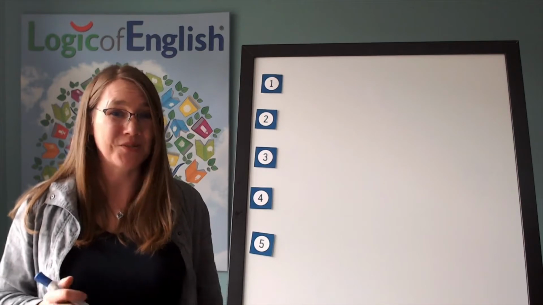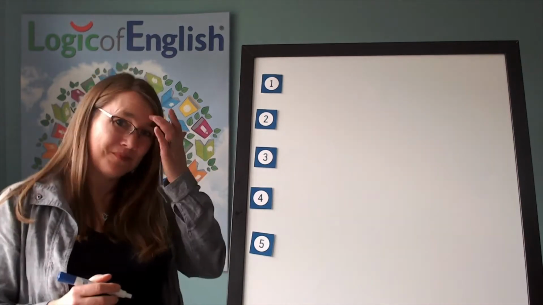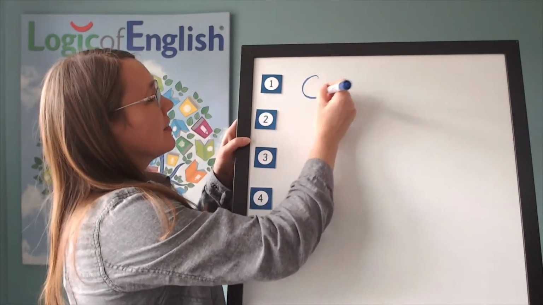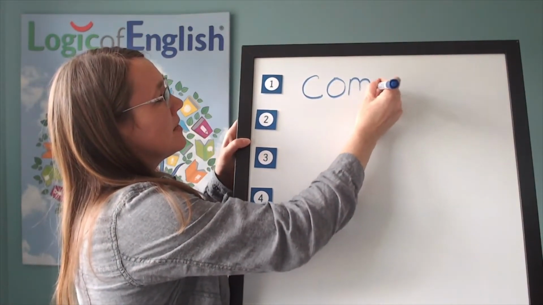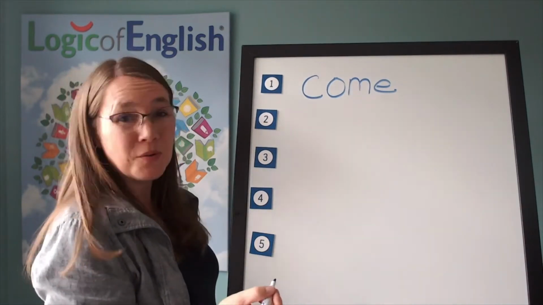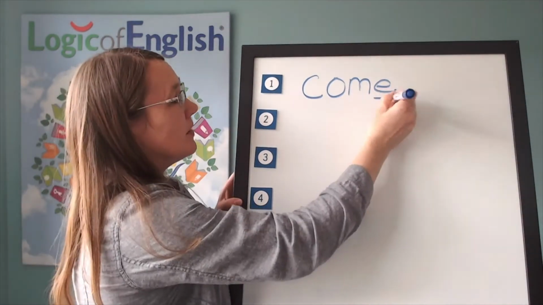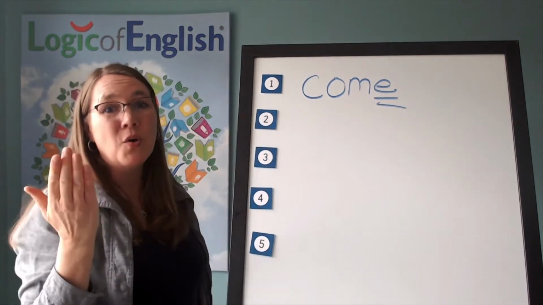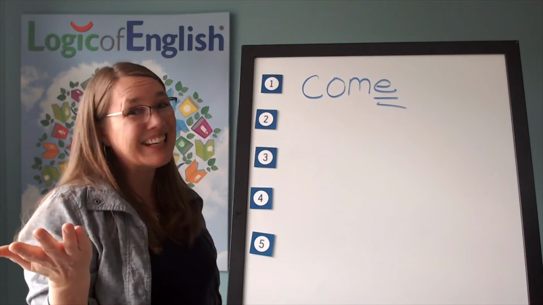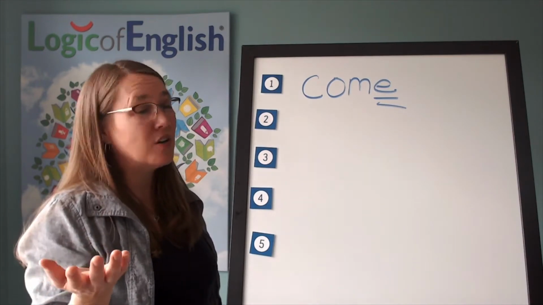Sound it out as you write it. Now help me to write it. K. Silent final E. All right, how will we mark this? We'll double underline the silent final E. Why do we have a silent final E in this word come? It's an unseen reason. We don't know.